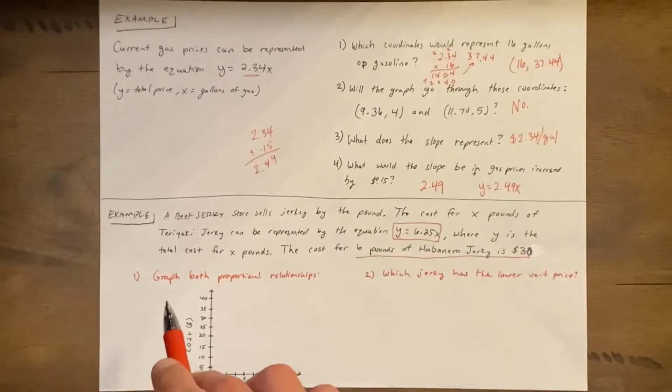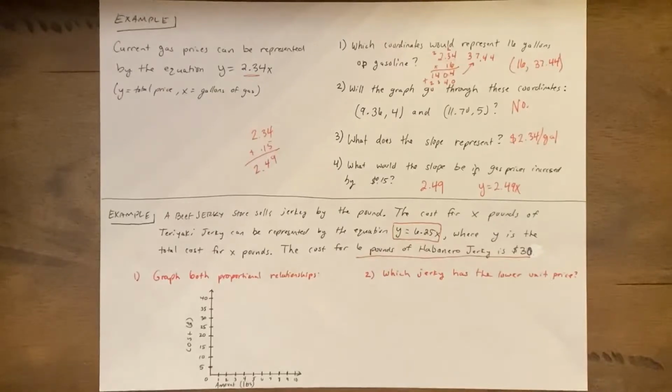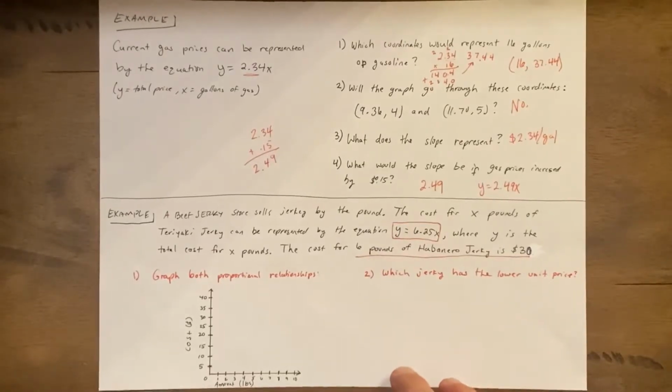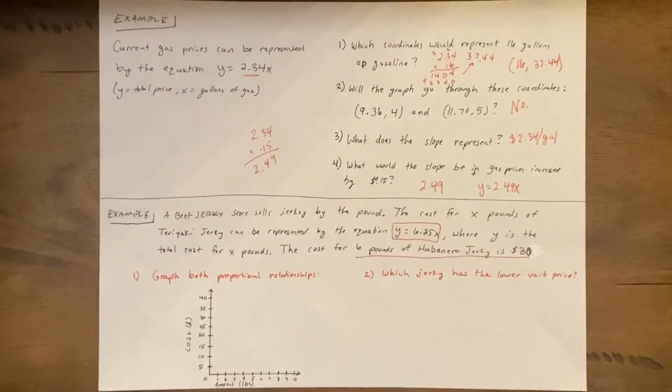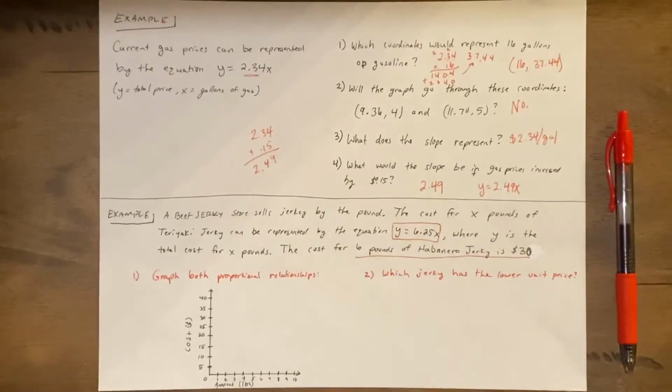So number 1 says they want us to graph both proportional relationships, and number 2 says which jerky has the lower unit price. Okay, well, let's look here. Let's graph teriyaki in blue and habanero in red. Since habanero is hot, we'll do that in red. So I'll leave the red pen there for a second. Let's get the blue out.